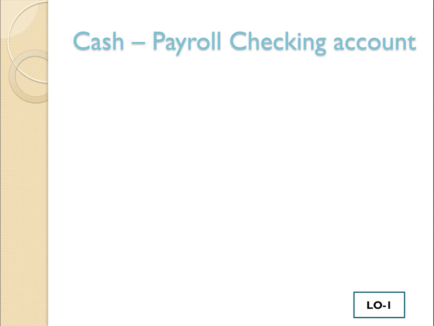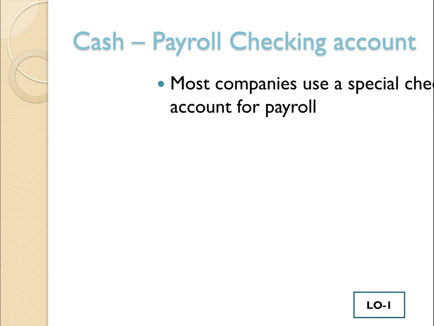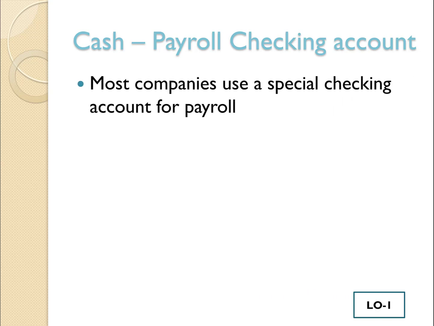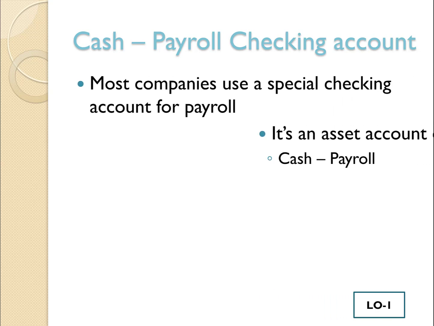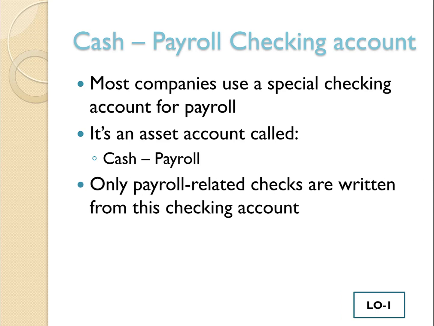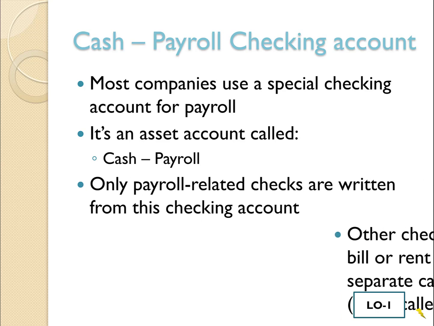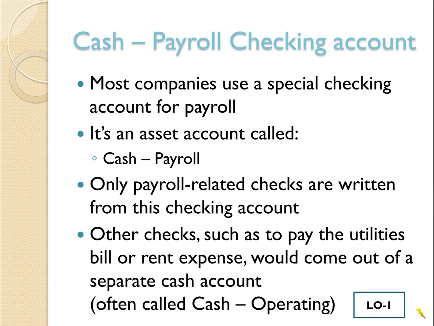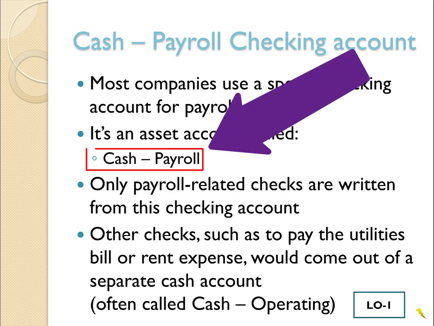Now let's talk about the cash payroll checking account. Most companies use a special checking account just for payroll. Obviously, it's an asset account, and it's usually called cash-payroll. Only payroll-related checks are written from this checking account. All other checks, such as to pay the utilities bill or rent expense, would come out of a separate cash account, usually called cash operating. So most companies have two checking accounts, cash operating and cash payroll.